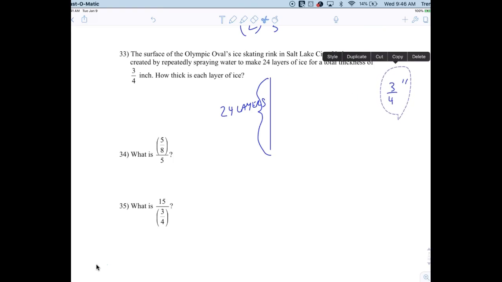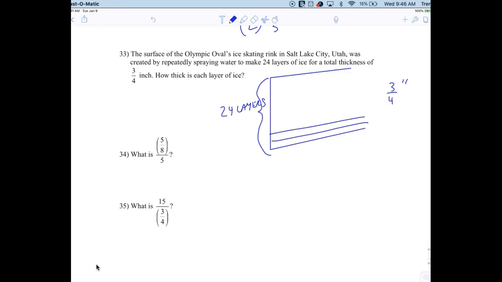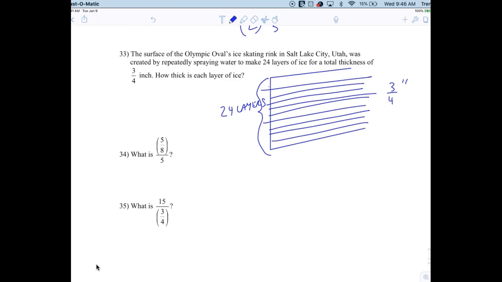What I'm saying is this right here is your block of ice. Do you agree? And there are how many layers here? 24, right? There are 24 layers built up. You see what I'm saying? But this thickness remains what? 3/4 of an inch. So what am I doing to the 3/4 of an inch? By what? That is exactly how you're supposed to be thinking.